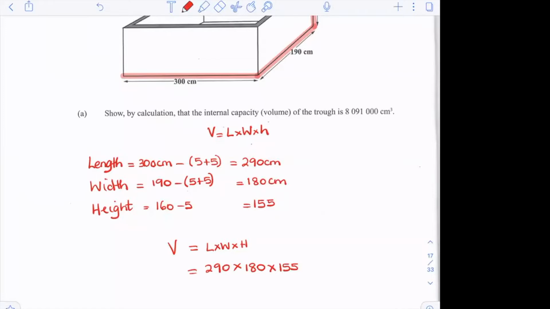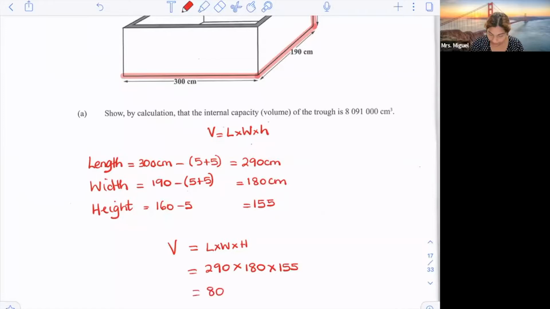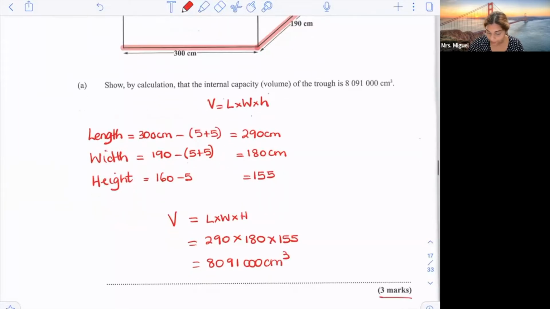Yes. So you get 8,091,000 centimeter cube. And this is worth 3 marks. So for 3 marks, you were expected to do this and expected to get the calculation. And this wasn't too bad. Sometimes you write QED at the end, and that means it was quite easily done. So take down whatever you need and let's continue.